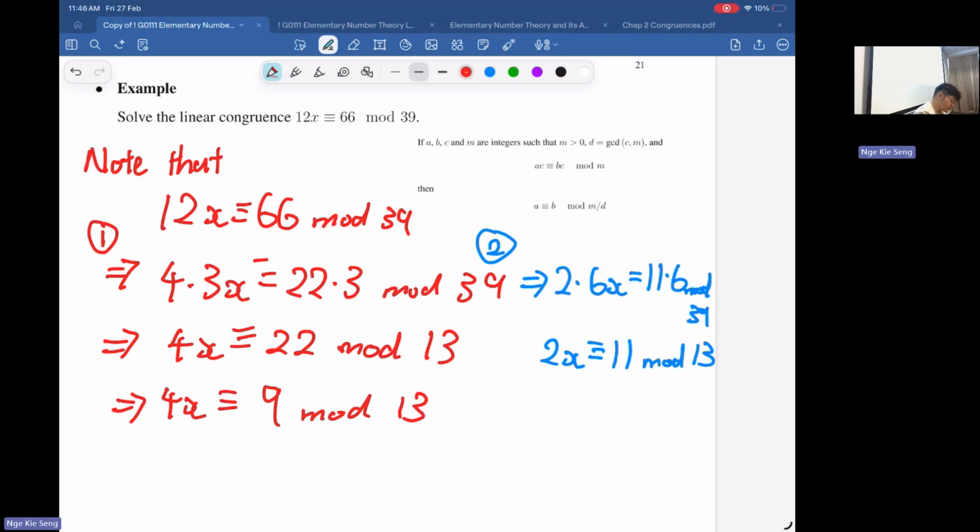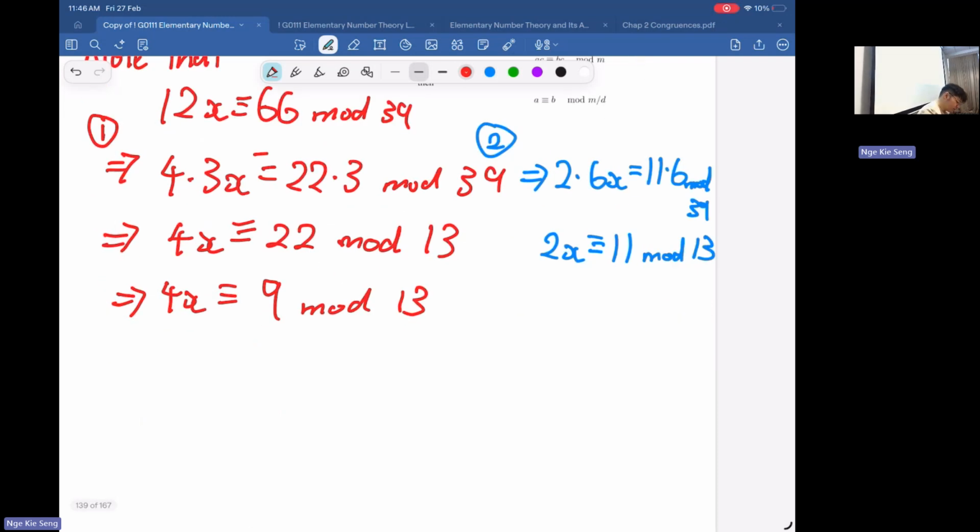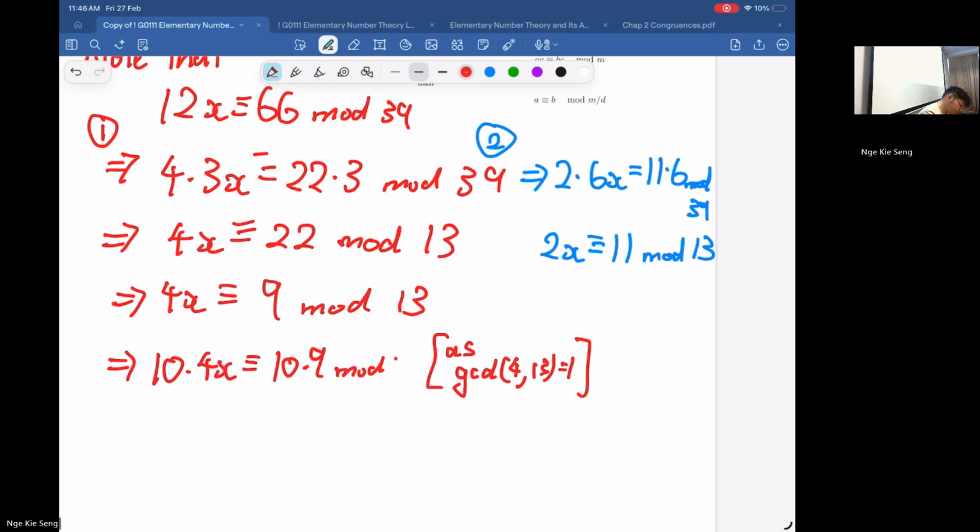Okay, so let's pick one to continue, and then you can try the other one. So let's pick this. Then 4 and 13, the GCD is 1, right? Now in this case, we should be able to find the inverse. So what's the inverse? 4 times 10 is 40, which is 1 mod 13. Good. So then we multiply 10 to both sides. Okay, so x will be equal to what? 90 mod 13 is what?